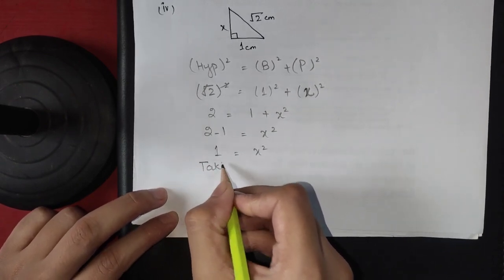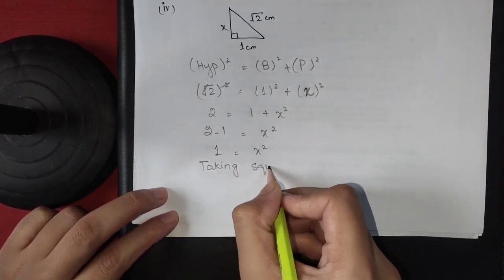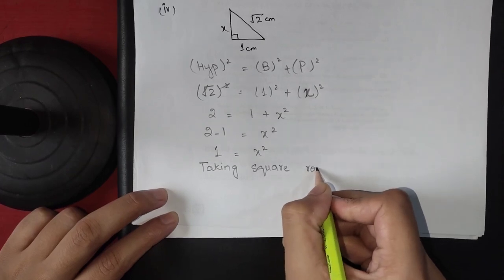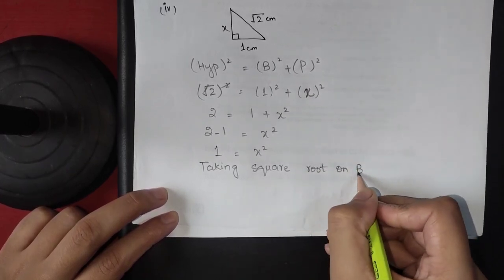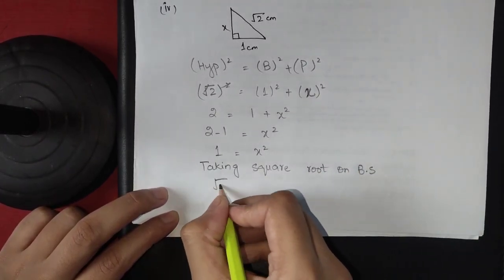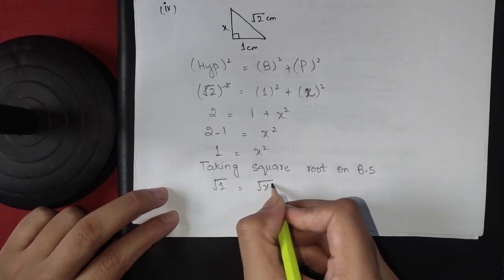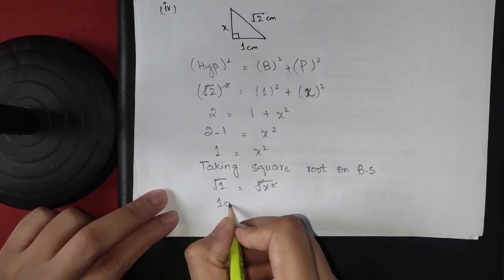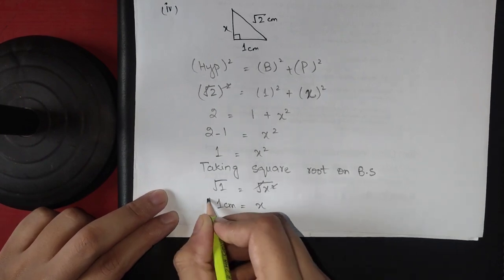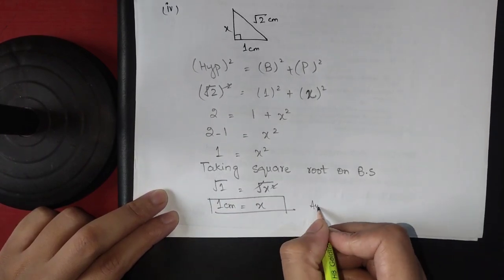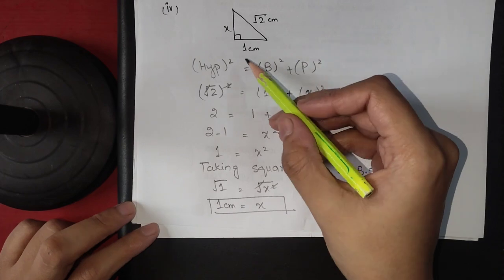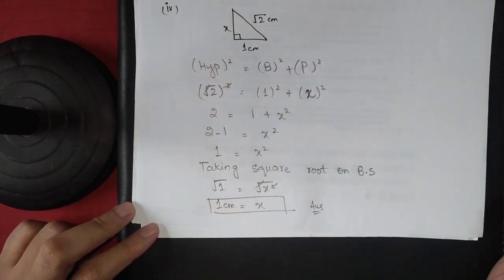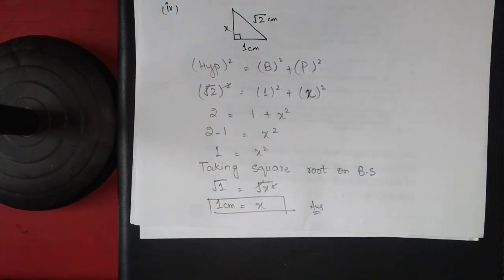So taking square root on both sides. Square root 1 is equal to square root x square. Square is cancelled out with this square root. So 1 centimeter is equal to x. This is your answer, and you have to find out this side, which is 1. I hope you will understand. This is your question, and here is your chapter number 15.